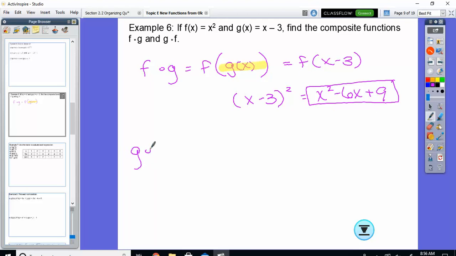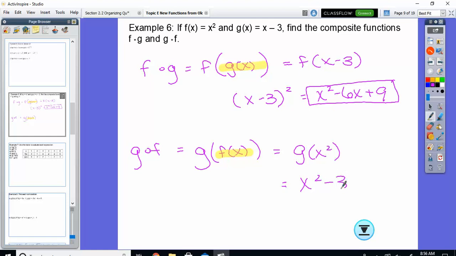So is the other direction the same? No, you have to flip them. So G composed with F means I'm starting on the inside, so I'm going to take F and I'm plugging that into G. So I'm doing G of X squared. So if I plug that in, we get X squared minus 3. So order matters when we're looking at compositions.